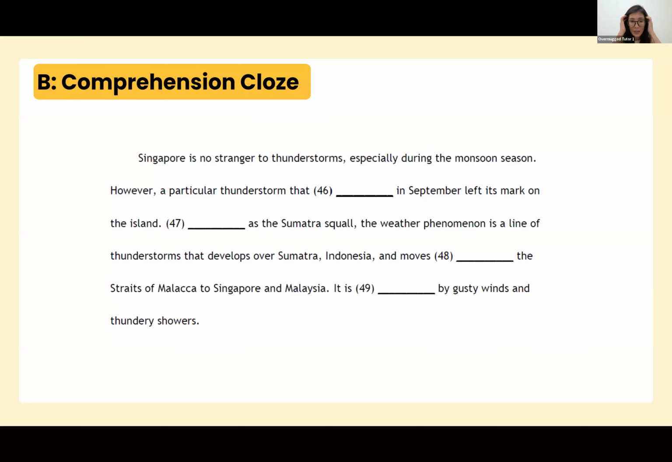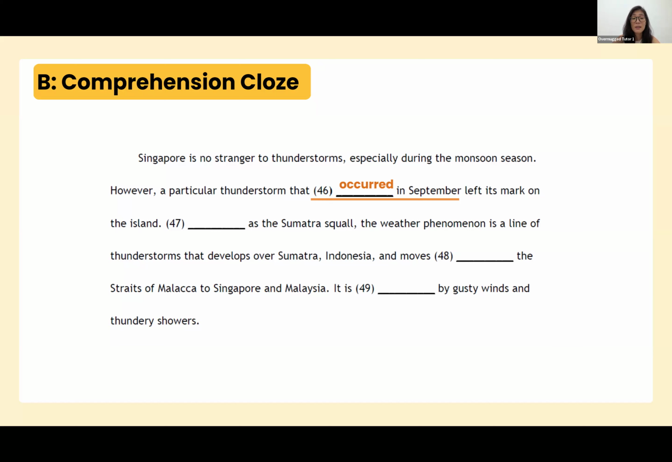All right? Let's start. If you were out and about in September earlier this year, you might have been victim to this particular thunderstorm that we're going to be talking about. Let's begin. Singapore is no stranger to thunderstorms, especially during the monsoon season. However, a particular thunderstorm that blank in September left its mark on the island. Now, this thunderstorm blank in September, I want to say that it took place in September, but I can only fit it with one blank. So another word for took place is it occurred in September.